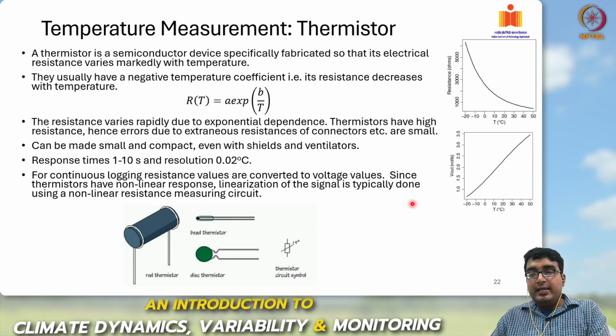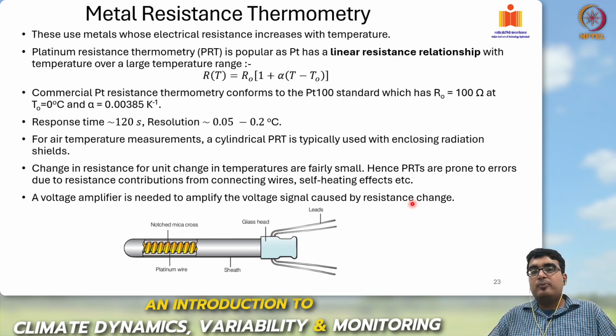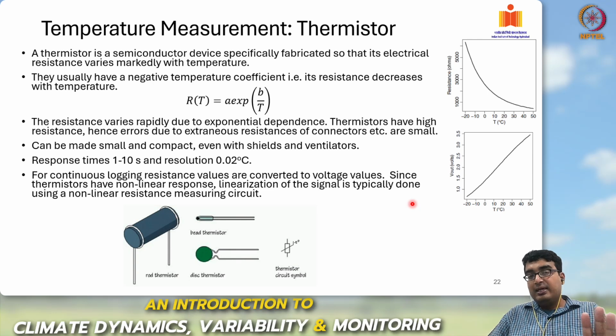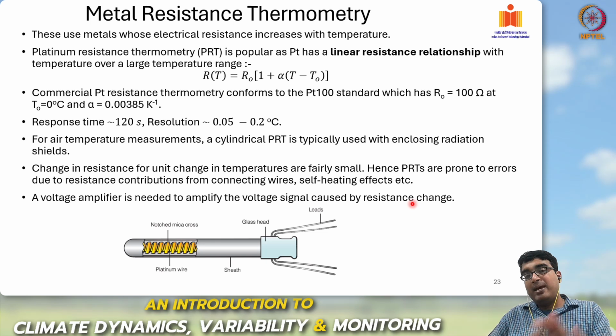Okay. So next we will discuss another type of thermometry which also is related to resistance changes with temperature, but instead of a semiconductor we use a metal, specifically platinum. These are called metal resistance thermometry. These use metals whose electrical resistance increases with temperature. So notice the difference. In semiconductors, the electrical resistance decreases with temperature. In metal, specifically platinum in this case, the electrical resistance is increasing with temperature.